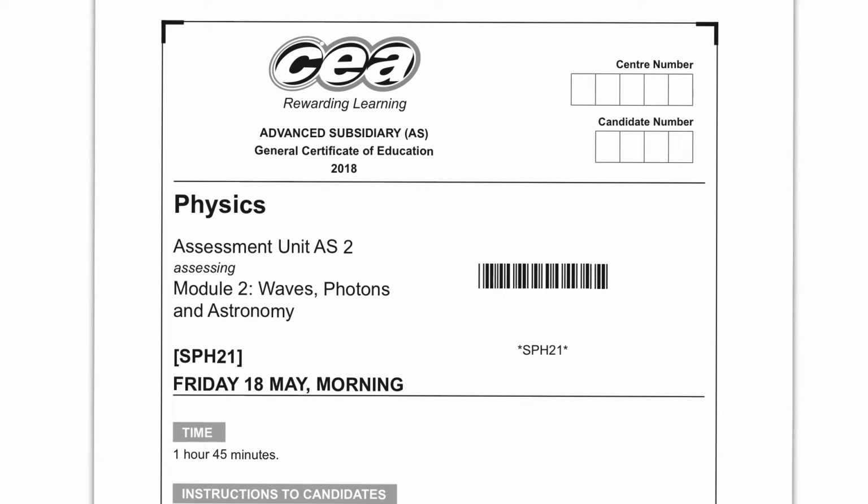Right, here we go with CCEA Unit 2 in Physics, and Unit 2 is Waves, Photons and Astronomy. And this is from 2018. Let's get started.